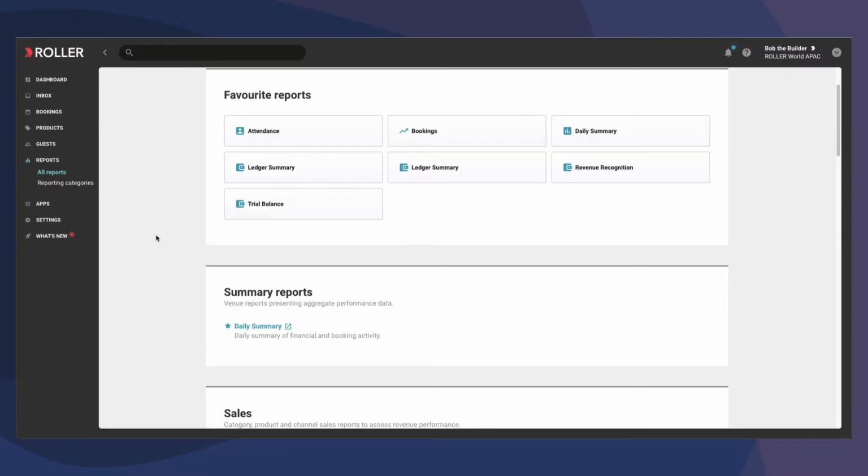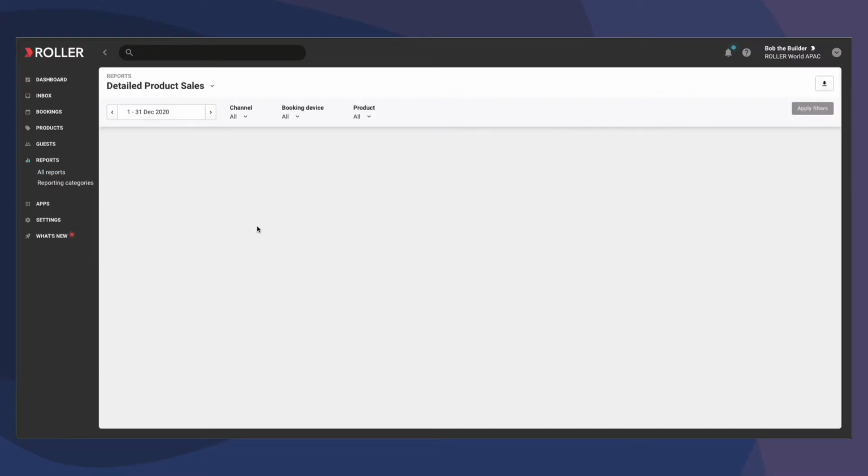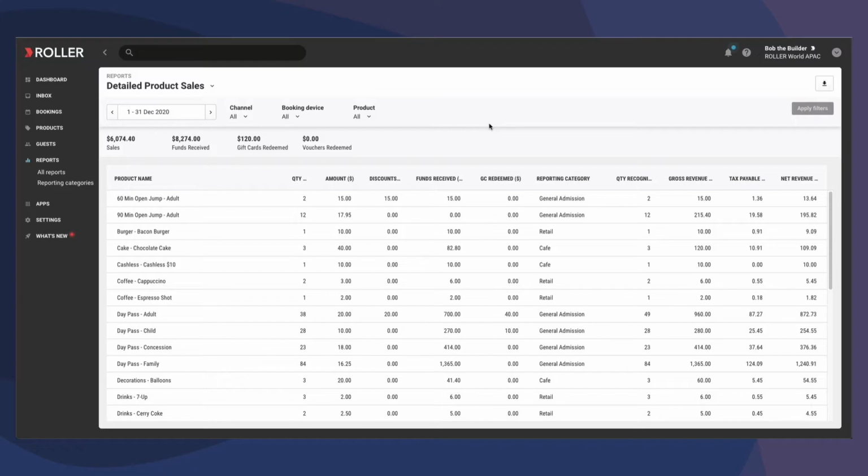To find a summary of funds received, quantity sold, total sales, and revenue segmented by product for a period of time, head to the detailed product sales report. Funds received figures in this report should reconcile against the funds received in the detailed transactions report and the revenue recognition report.